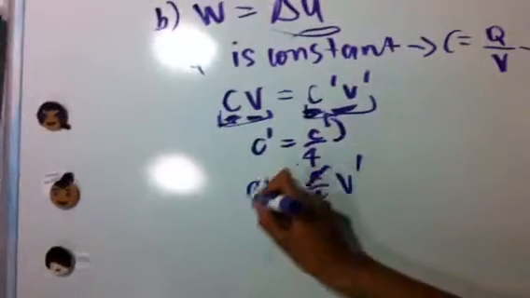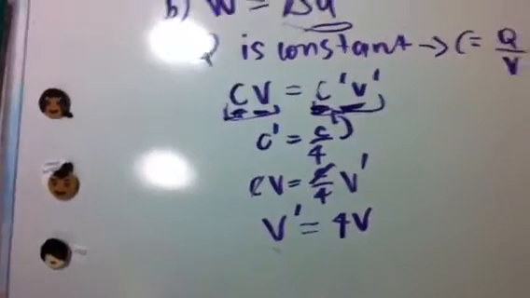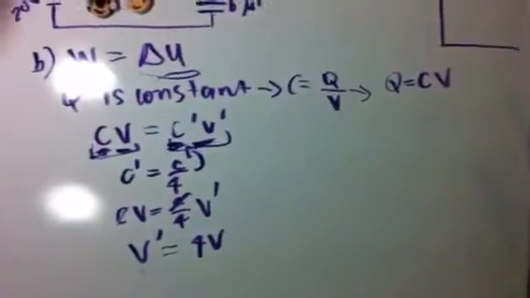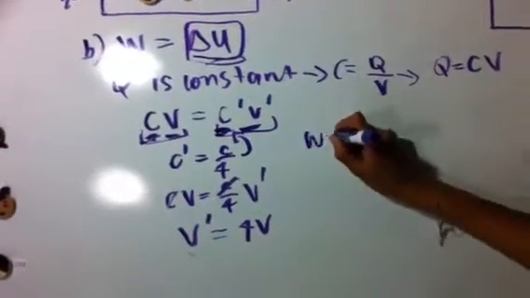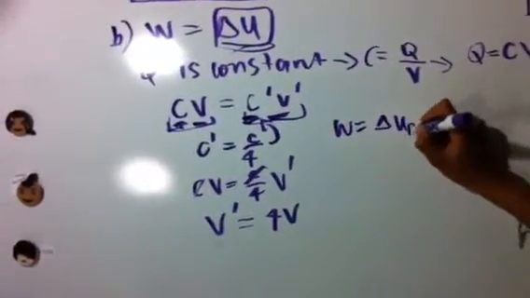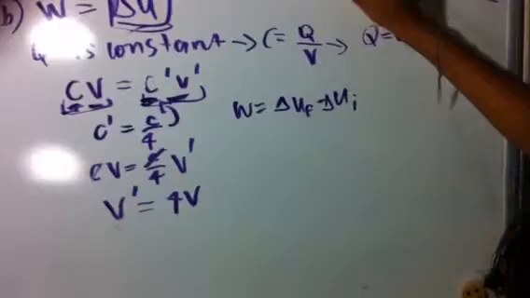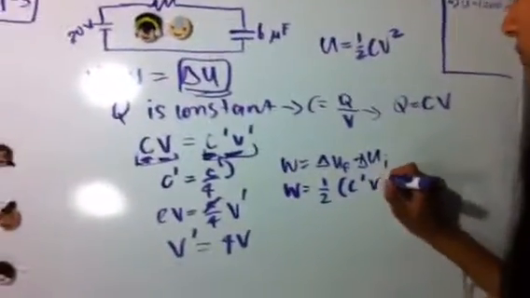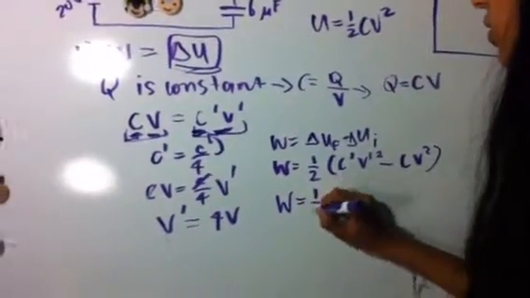And we get that V prime is actually equal to 4 times the initial voltage value. So we got all that in. Now we can go to this equation over here. Delta U, UF minus UI. So the equation for U for a capacitor is 1/2 CV squared, as we saw in the previous part. So for this, we got 1/2 C prime V prime squared minus CV squared. And we can plug in all that we found.